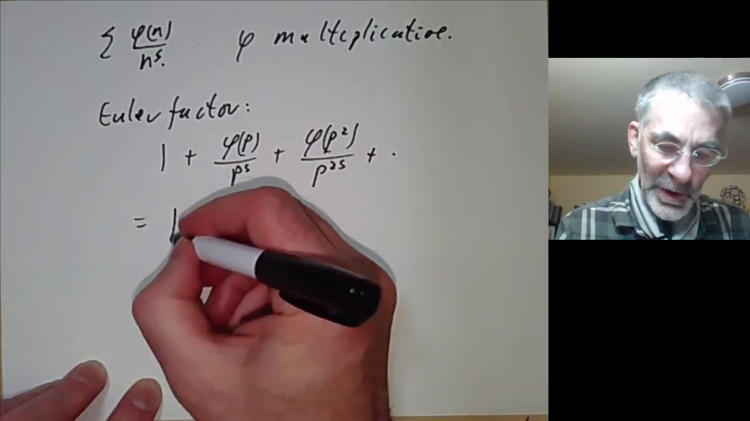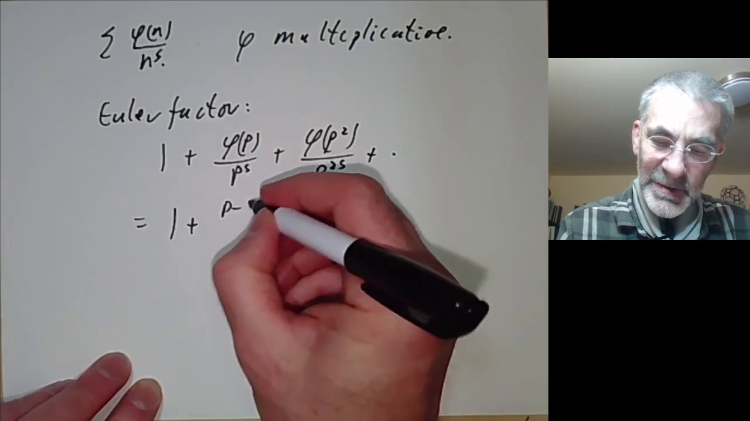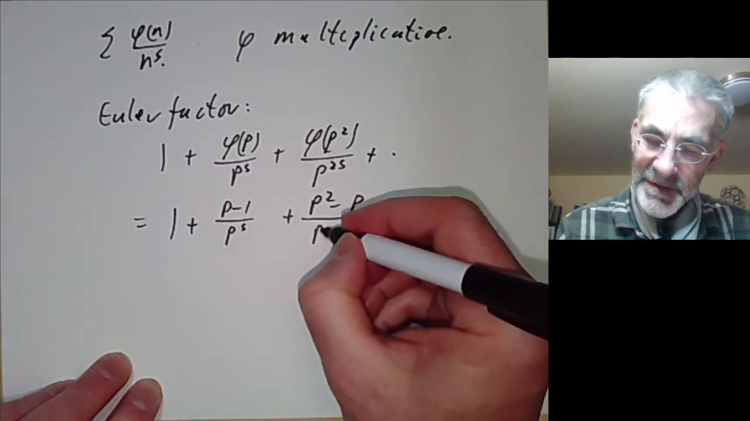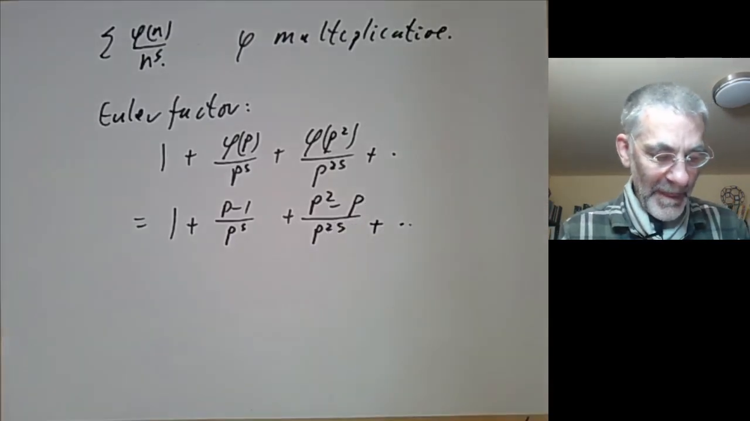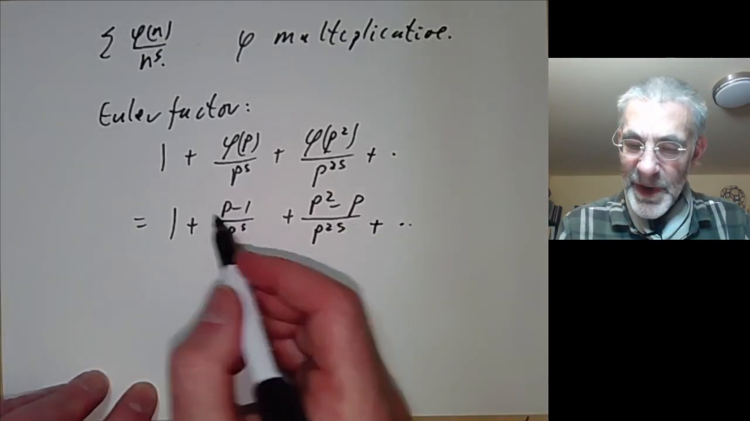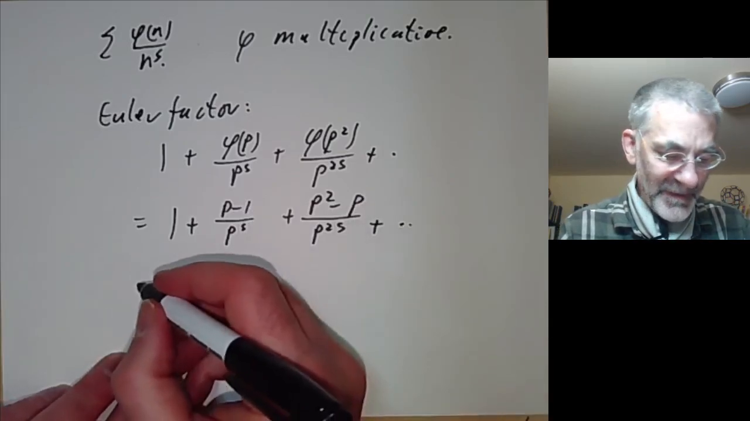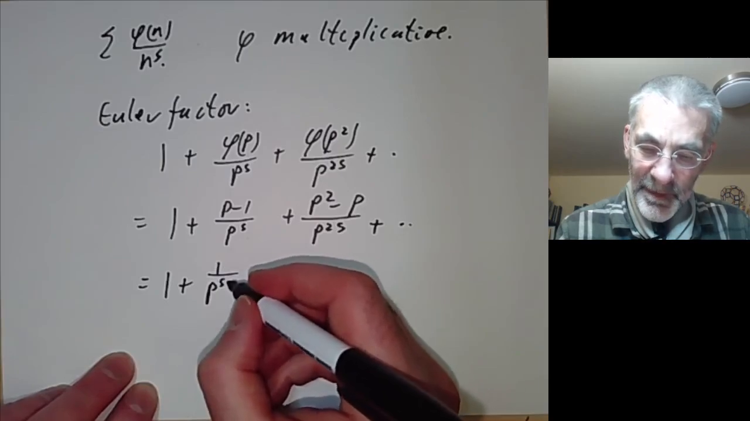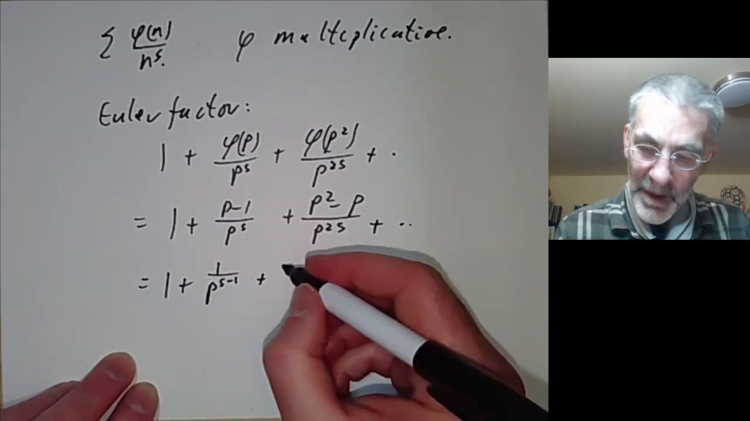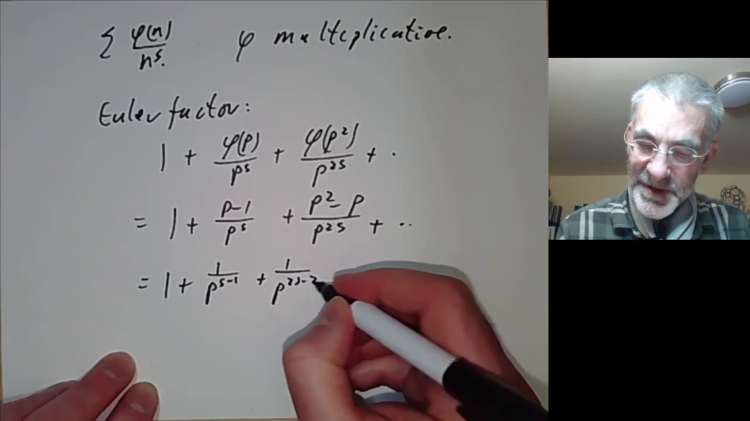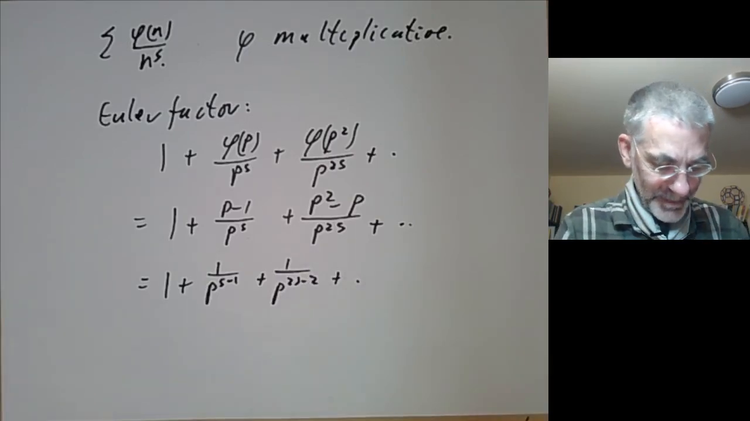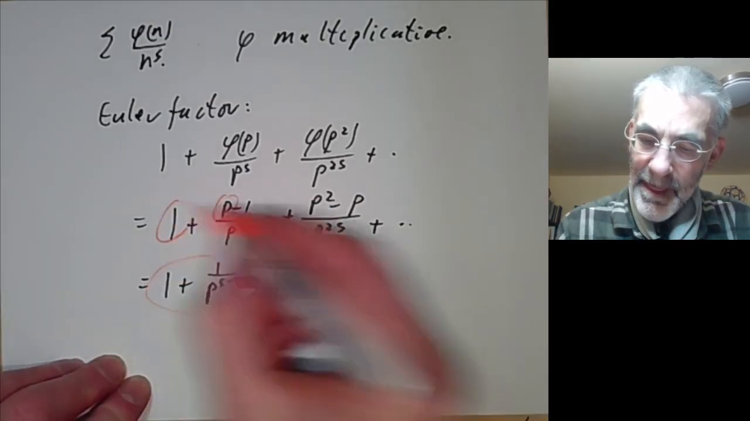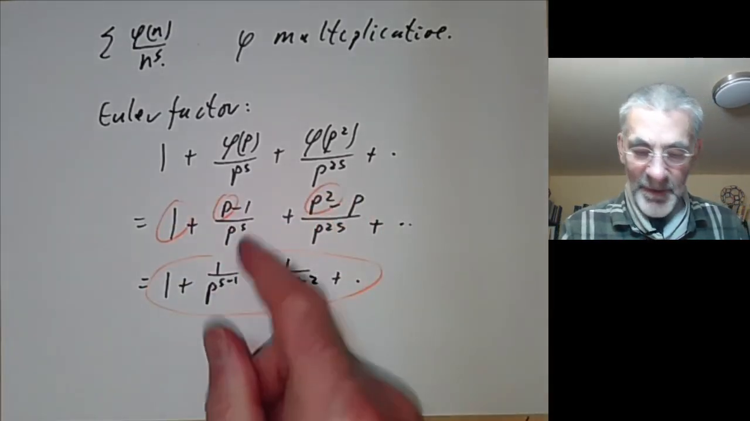And you can write this as 1 plus p minus 1 over p to the s plus p squared minus p over p to the 2s and so on. And you can split the numerator into two bits. So first of all, we have a 1 plus 1 over p to the s minus 1 plus 1 over p to the 2s minus 2 and so on. So this bit is coming from these terms. And then we've got these other terms.